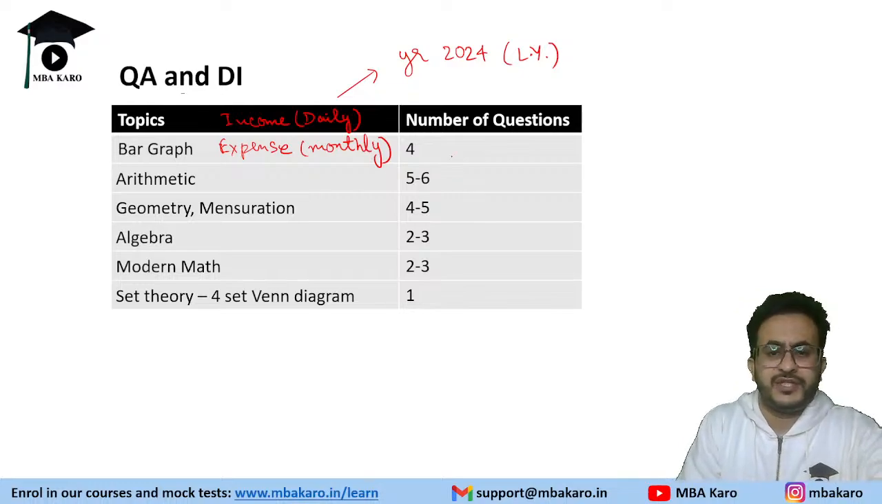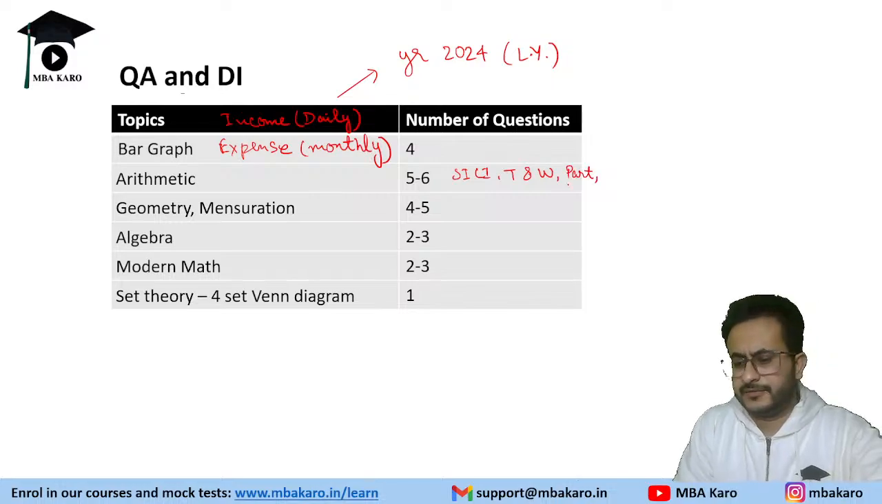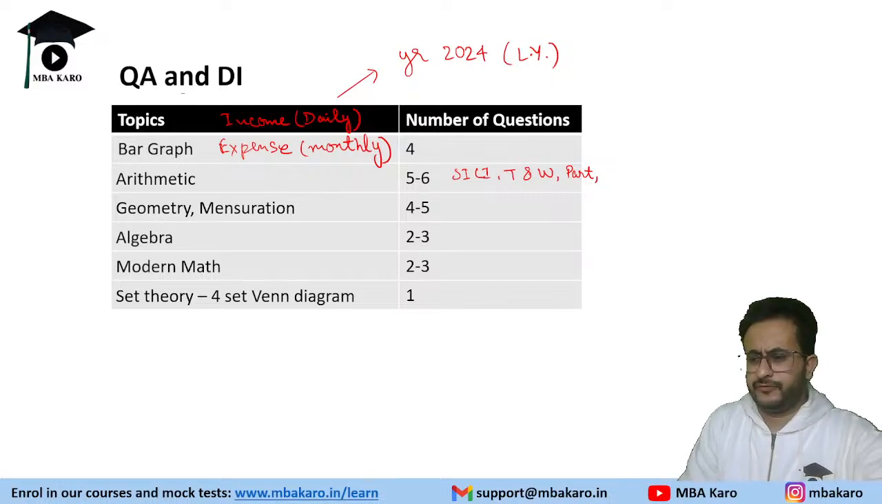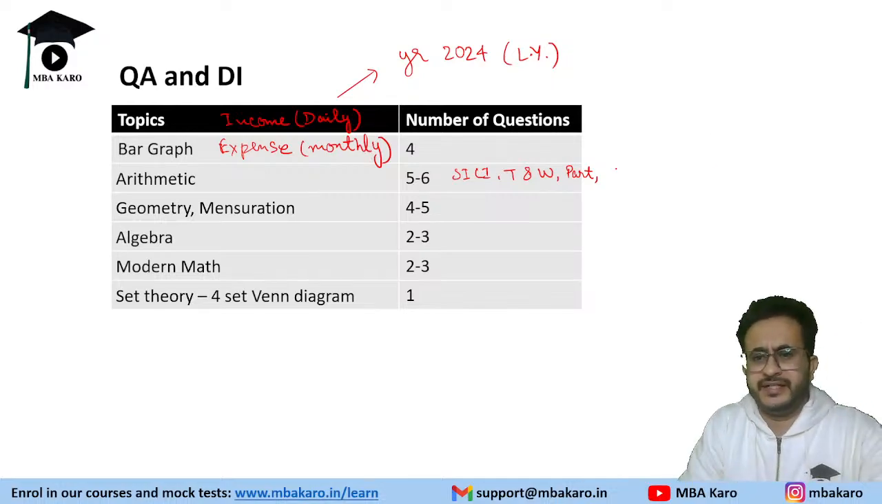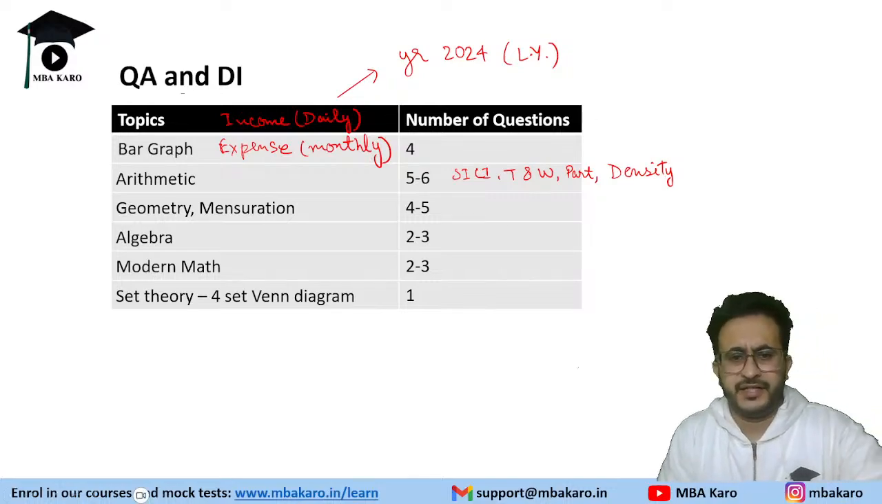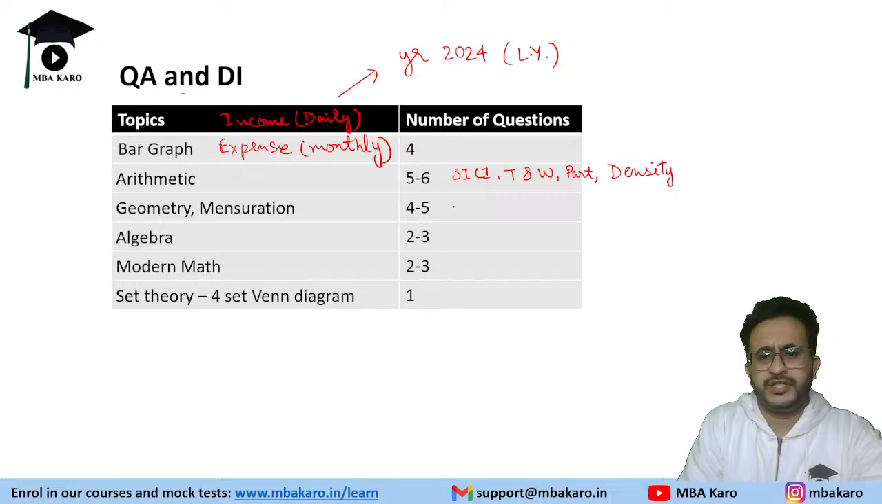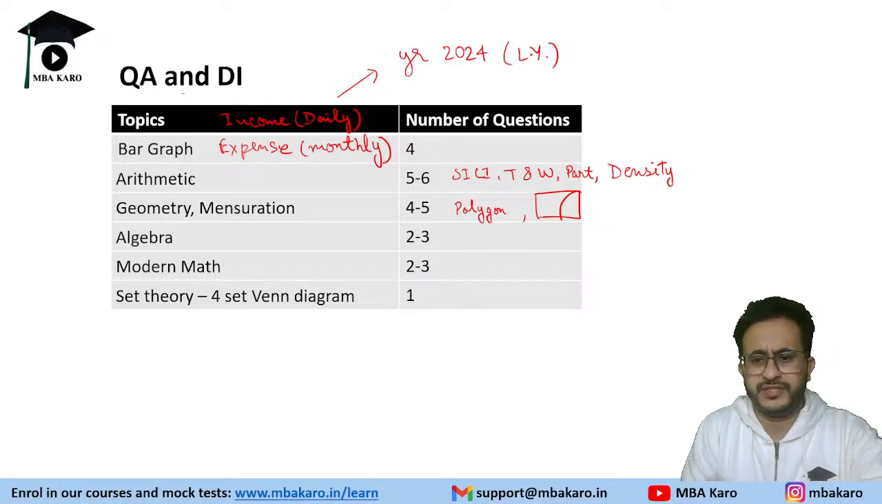Then there were five, six questions on arithmetic. They included simple interest, compound interest, time and work. Then there was also a partnership based question, and questions from different topics. Then a ratio, density based question, where density of items is given in ratios. Then geometry and mensuration, there was one about the diagonals of a polygon. Then there was one where a goat is tied somewhere, and I found that one or two questions were doable in that.